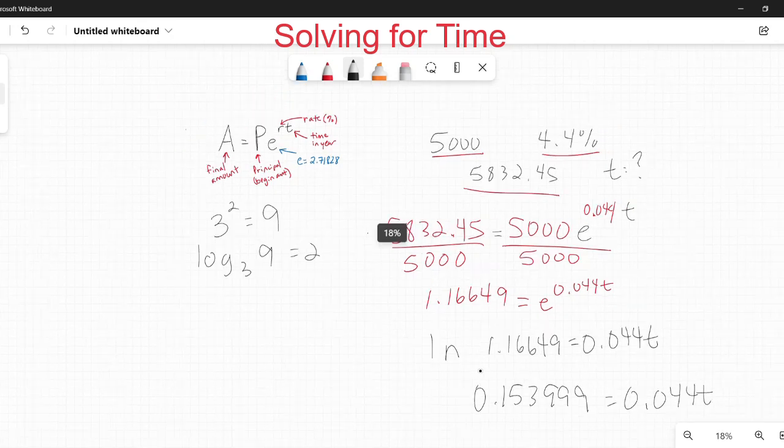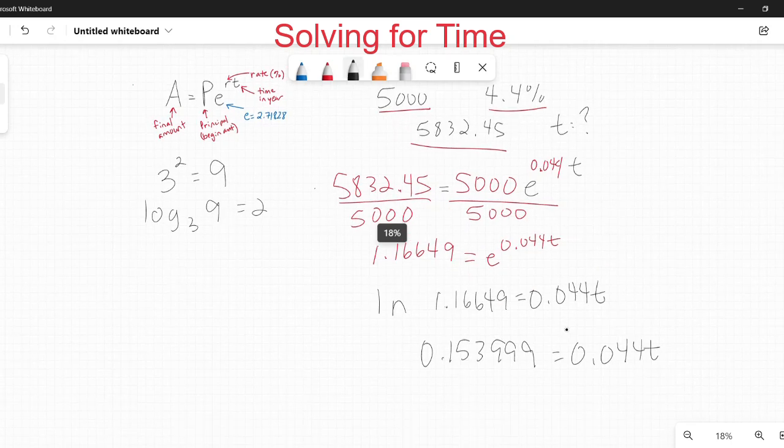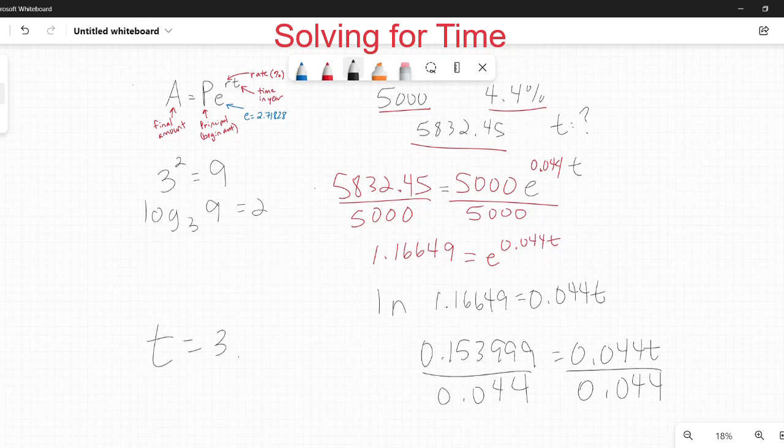And this is equal to 0.044t. So my final step here will be to divide both sides by 0.044. And when I do that, I get that t is equal to 3.49998. So that's very clearly 3.5 years. And that's it. Those are your four different, solving for those four different variables.